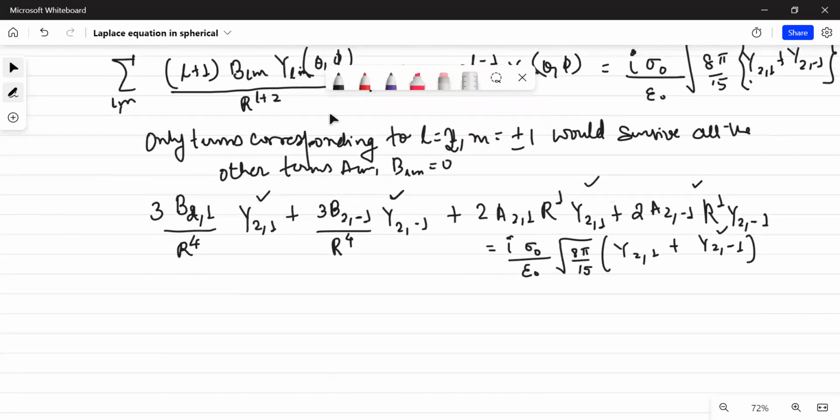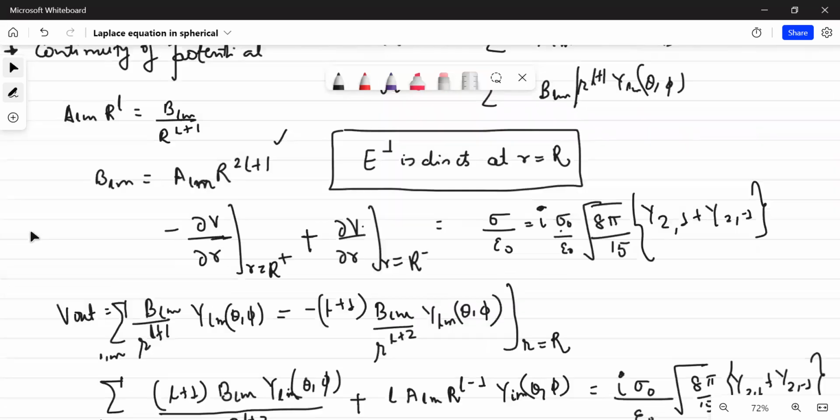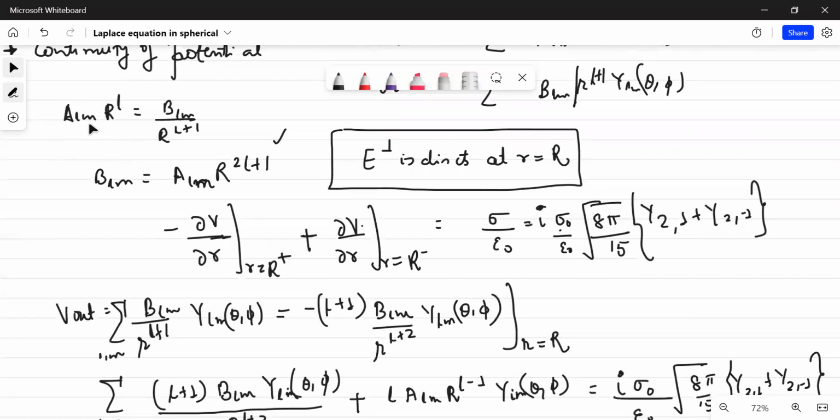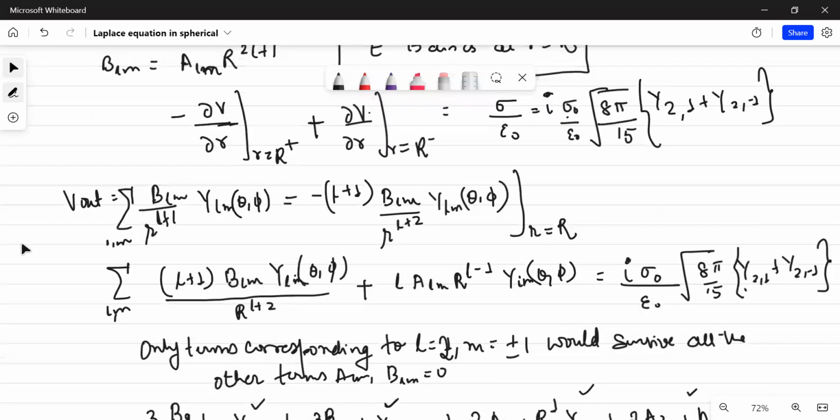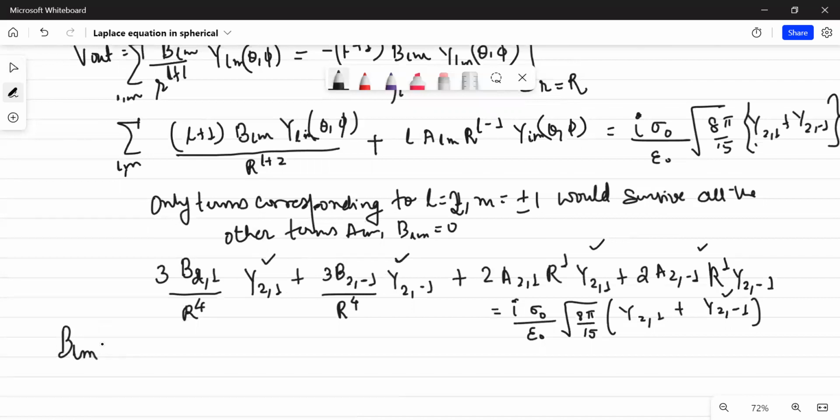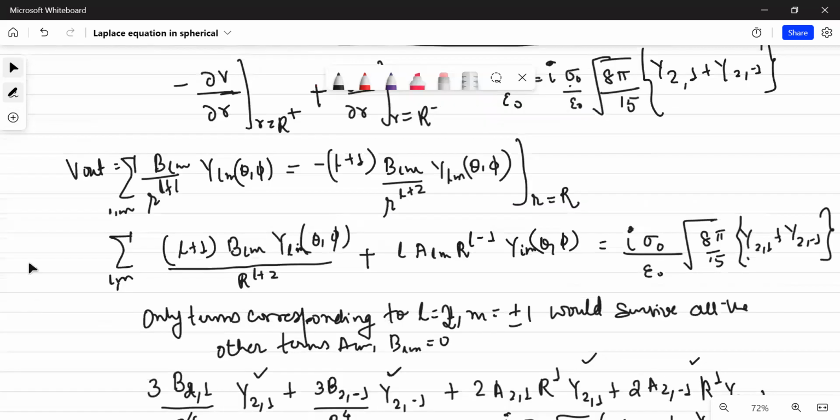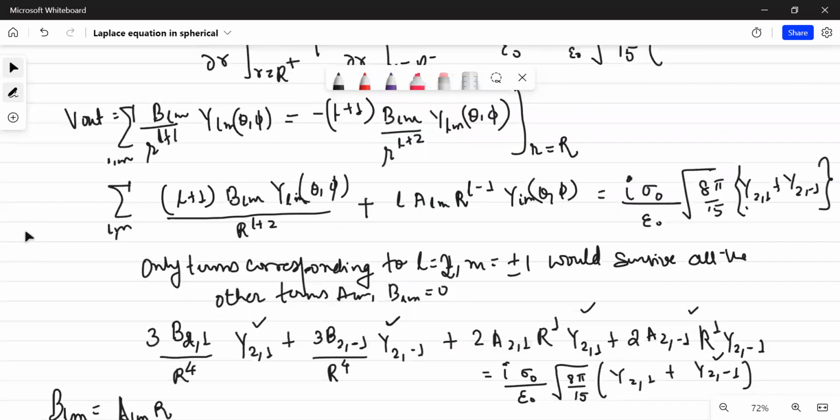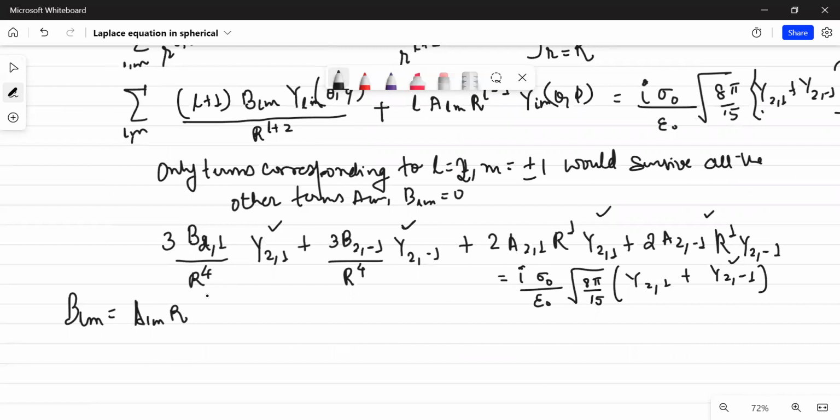What I can do instead, I can use another boundary condition. So there was another boundary condition. What does this boundary condition state? That BLM is equal to ALM R to the power 2L plus 1. So I'll use that boundary condition so that things become a little bit easy for us. So I'll write it here. BLM is equal to ALM R to the power 2L plus 1. Okay, and only the L equals 2 term is there.